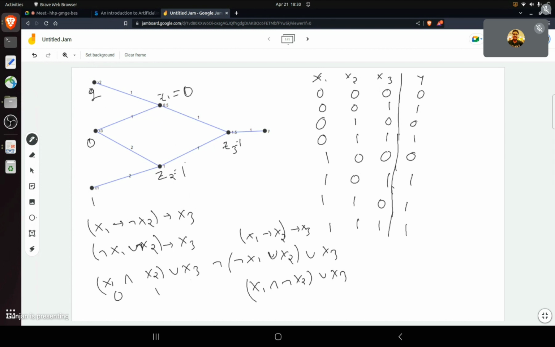So let me just quickly go over the values. For 0 0 0 it is 0. For 0 0 1 it is 1. For 0 1 0 it is 0.